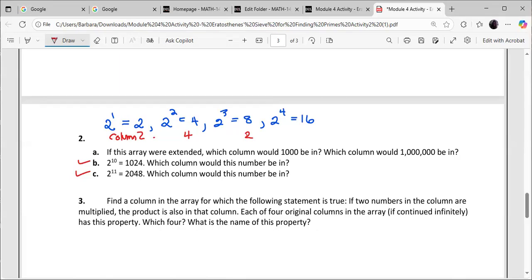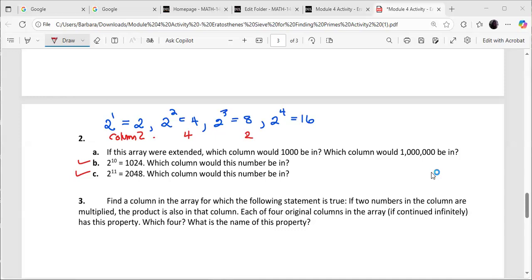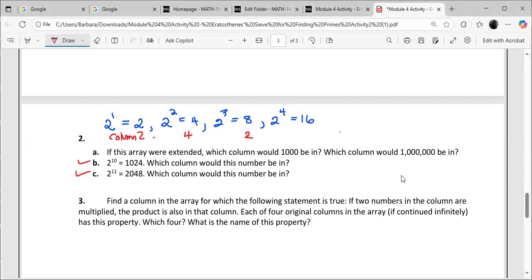All right, so for 2A, we're wondering... hold on, let me just make sure I am recording. Okay, I am recording. For 2A, if the array was extended, which column would 1,000 be in and which column would 1,000,000 be in?